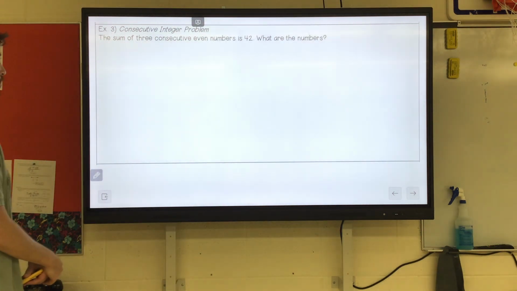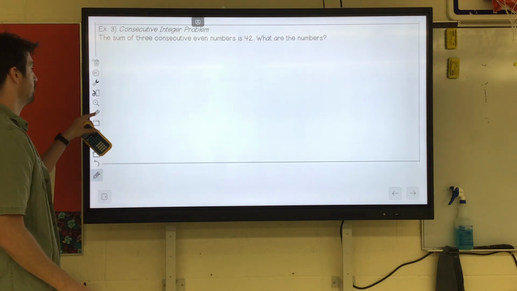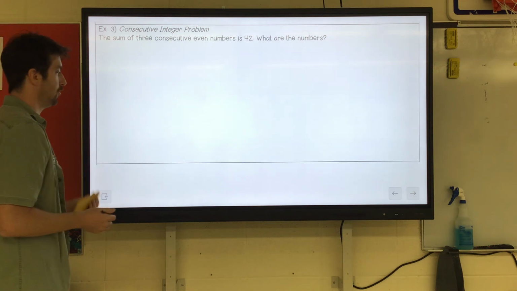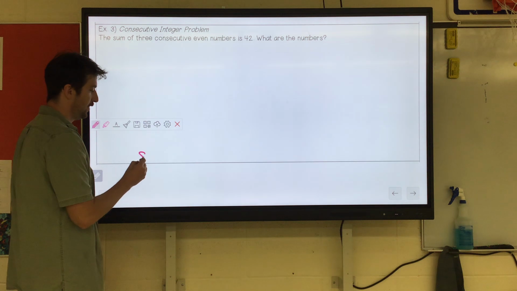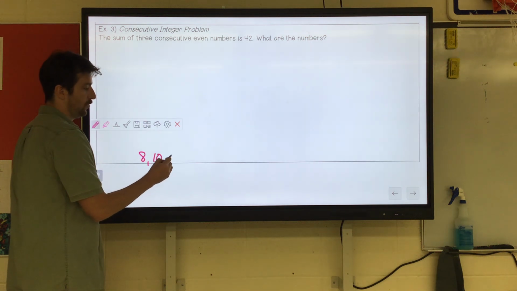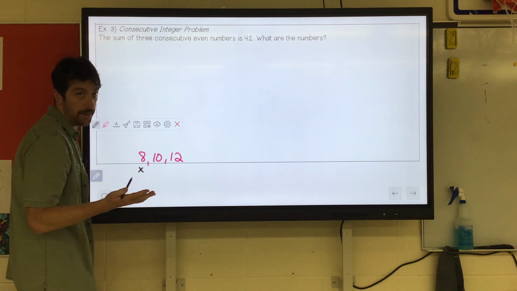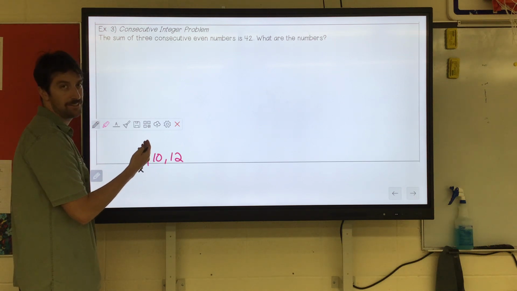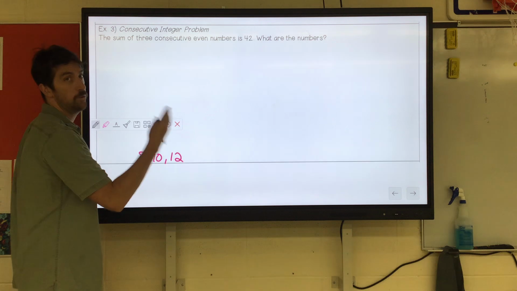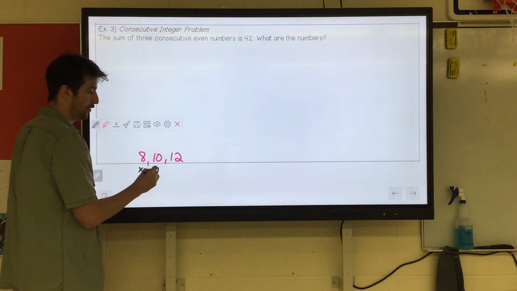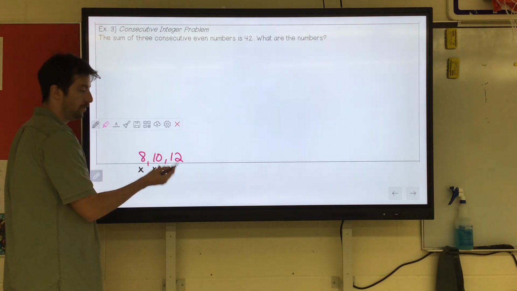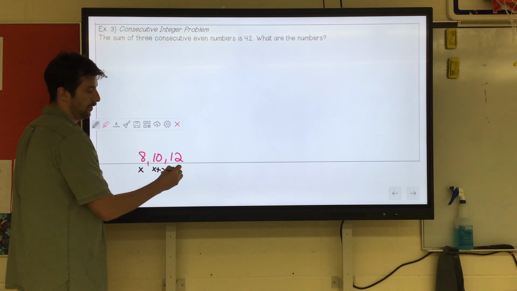All right, now this one's a little trickier because this one's asking for 3 consecutive even integers. So that could be like 8, 10, and 12. But again, we're calling this our mystery number, x. This one, if it's consecutive even, the next one is 2 higher. So it would be like x plus 2. And then 12 would be 4 higher than the original.